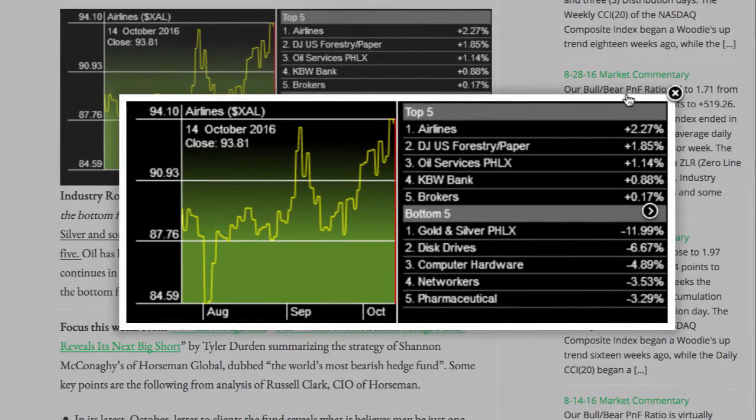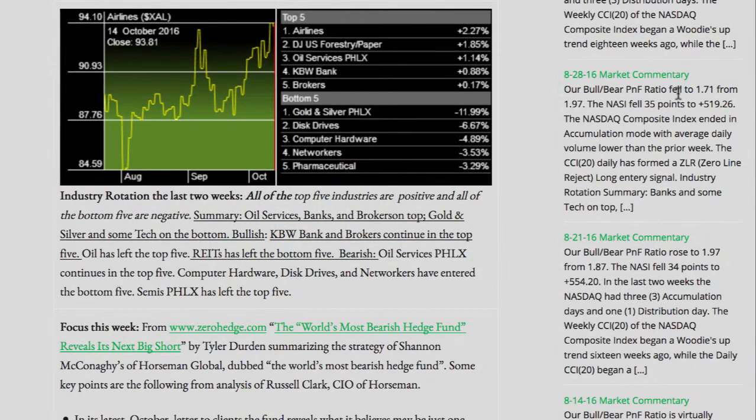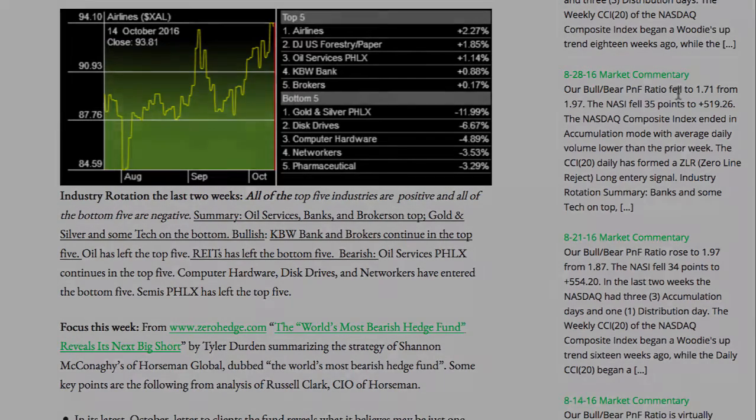Industry rotation the last 2 weeks. All of the top 5 industries are positive, and all of the bottom 5 are negative. Summary: oil services, banks, and brokers on top. Gold and silver and some tech on the bottom. Bullish, KBW Bank and brokers continue in the top 5. Oil has left the top 5. REITs has left the bottom 5. Bearish, oil services continues in the top 5. Computer hardware, disk drives, and networkers have entered the bottom 5. Semis has left the top 5.